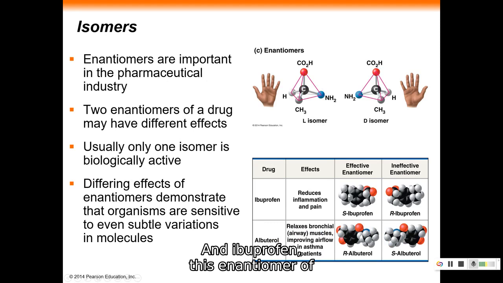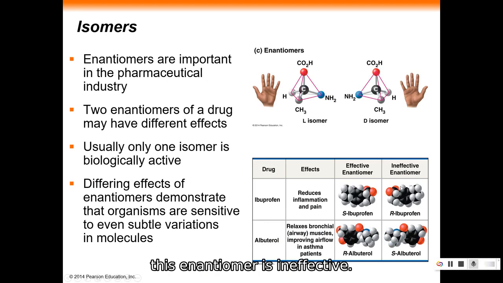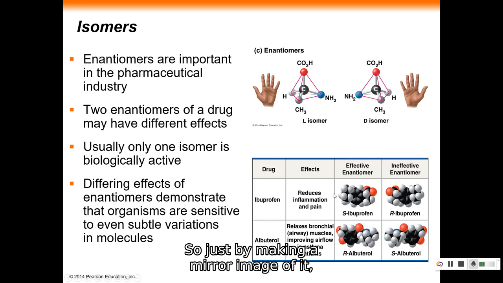And ibuprofen, this enantiomer of ibuprofen is going to reduce pain and reduce inflammation. So you want this when you're feeling sick. This enantiomer is ineffective. Just by making the mirror image of it, it's not going to fit and it's not going to make you feel better.